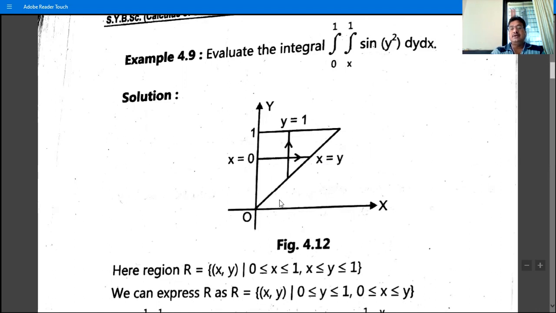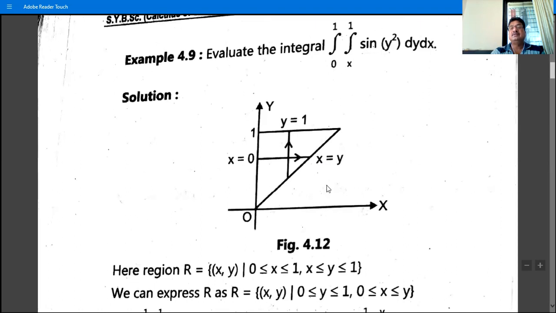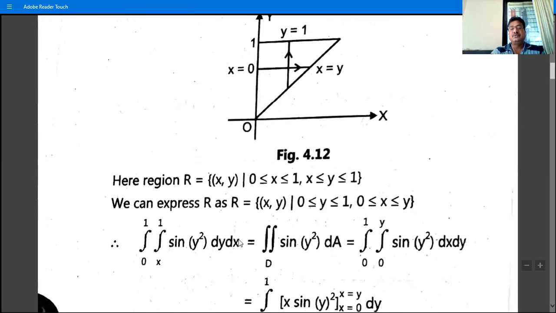And now we have to integrate over this region. Okay. So we have to change the order of integration here. How can we change the order? This is the given order, with respect to y first and then with respect to x. But we have to integrate with respect to x first.